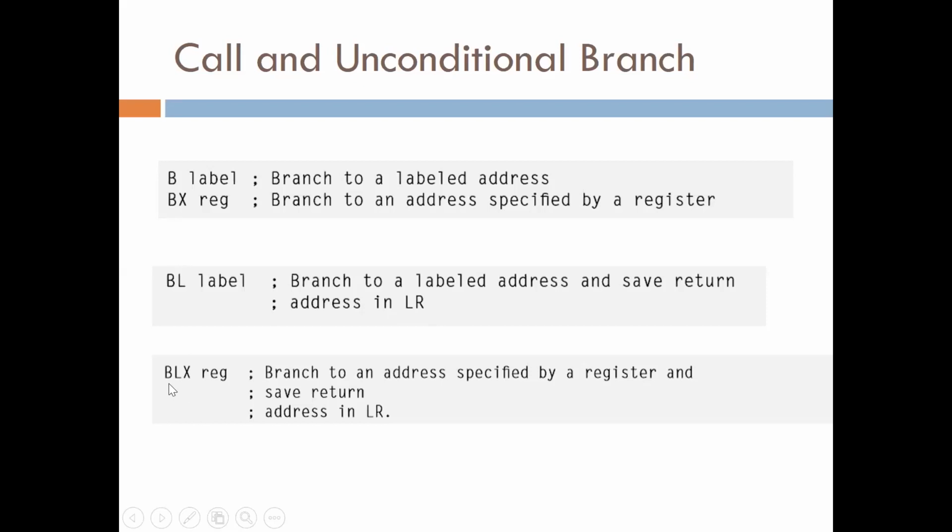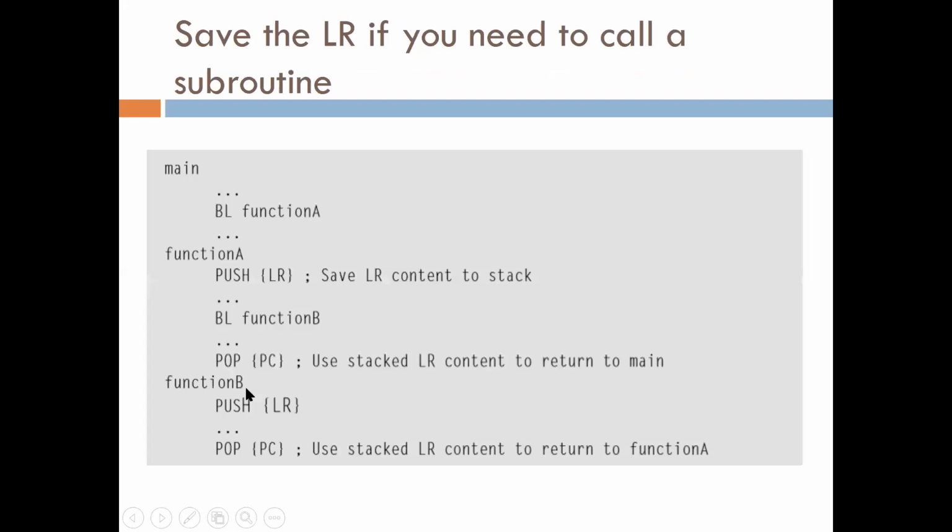Okay, next instruction is BLX register. Whenever you have X in the branching, that is an unconditional branch instruction, it specifies that the branching address is not specified directly in the instruction. Instead, it is specified in the register. So here the address will be specified in the register. The mnemonic used here is BLX. That means it will branch to the address specified in the register, and also it saves the return address in the link register. Okay, so these are the unconditional branching instructions.